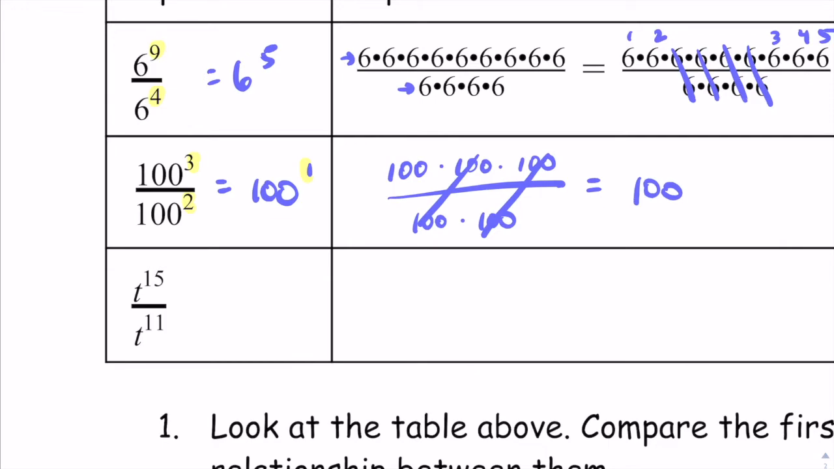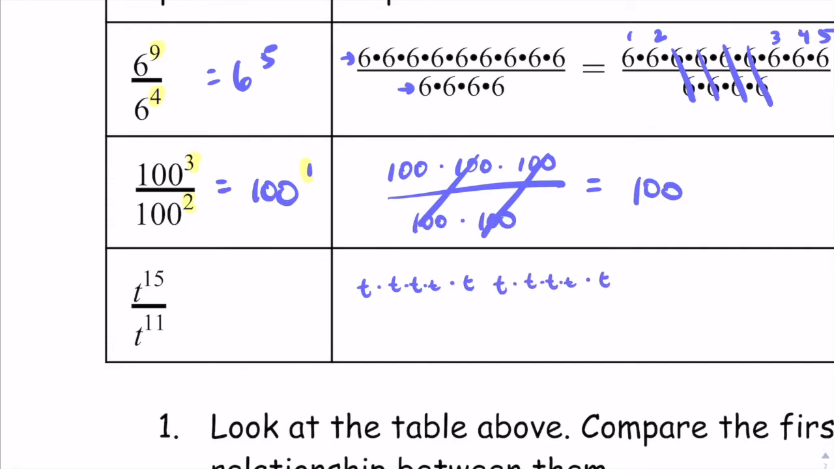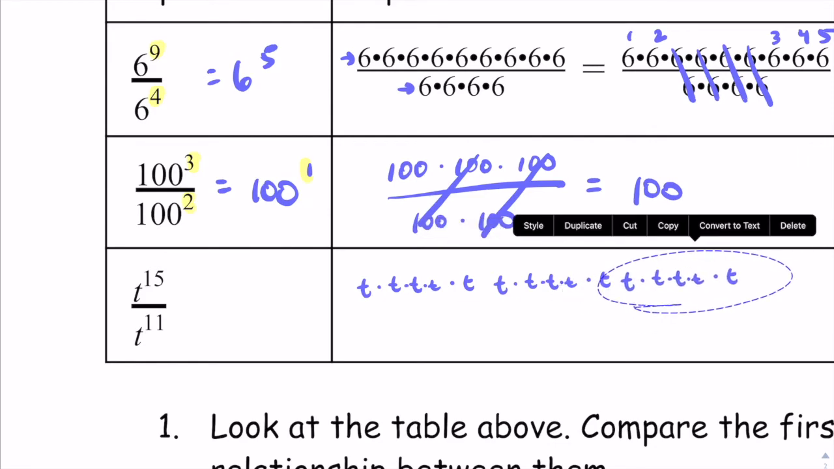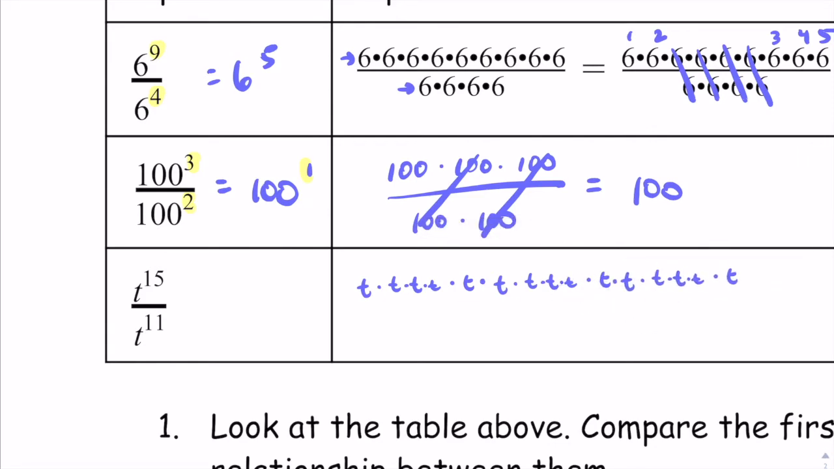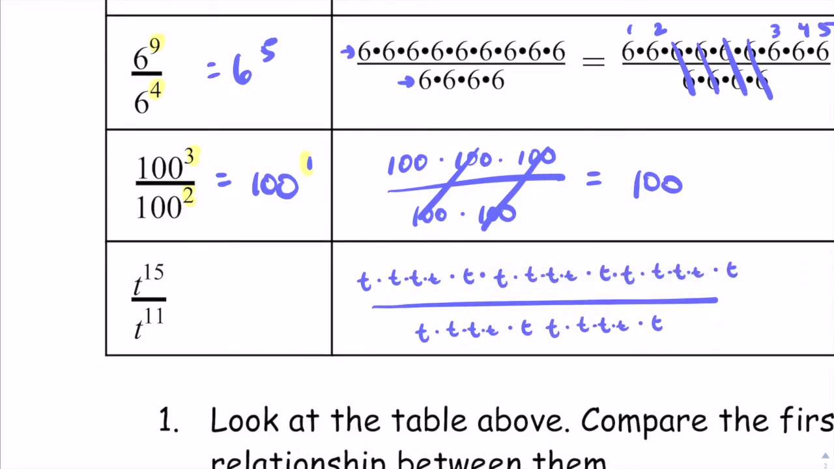Let's see if it's true for this last one here. So I have t to the 15th over t to the 11th. 1, 2, 3, 4, 5. I'm going to cheat. I don't want to write all those t's. 10, and 15 over t to the 11th. So I'm just going to do this, and then just add one more t. So let's cancel these out. So I'm left with 1, 2, 3, 4. I'm left with t to the 4th.